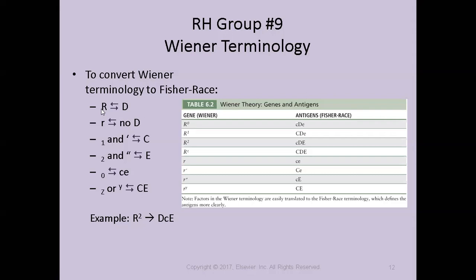So big R means big D, little r means no big D. Okay, and then 1 and prime is big C, 2 or double prime is big E, 0 means little c and little e, Z or Y is both. Okay, and so I don't even really use the 0, I just use the other ones, and then I just fill in with small case letters. Okay, so the example here, big R2, the big R means we have D, the 2 means we have big E, we fill in with a little c. Okay, so just fill in with the lowercase letters when you need to.